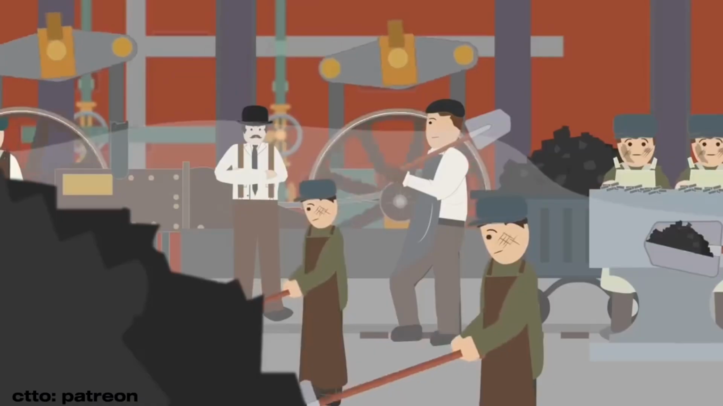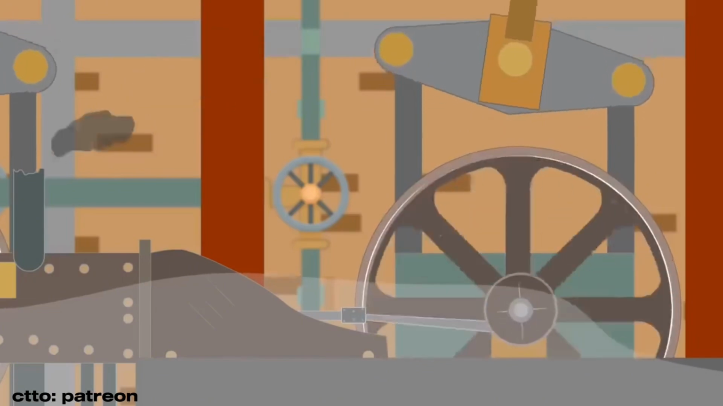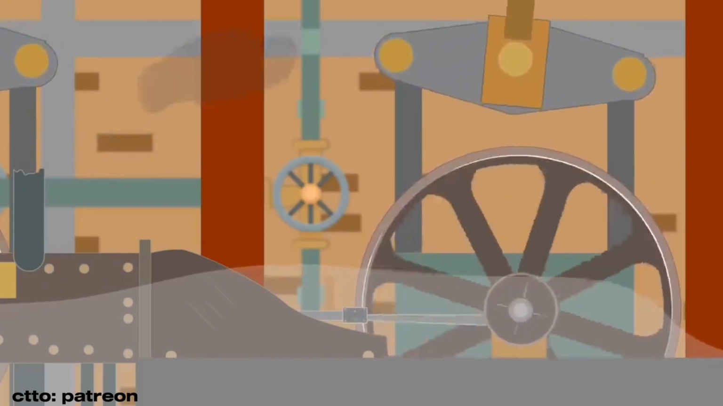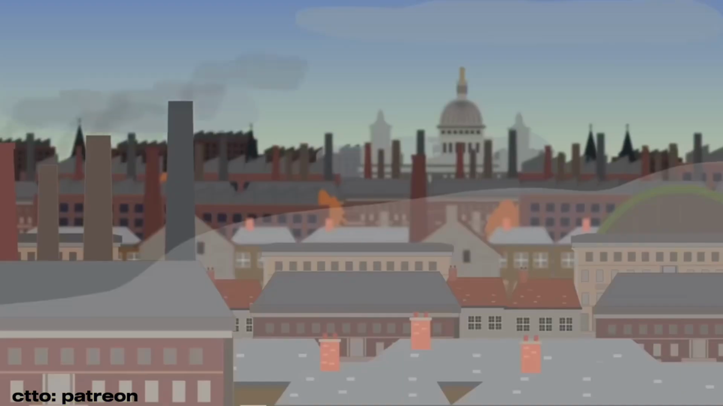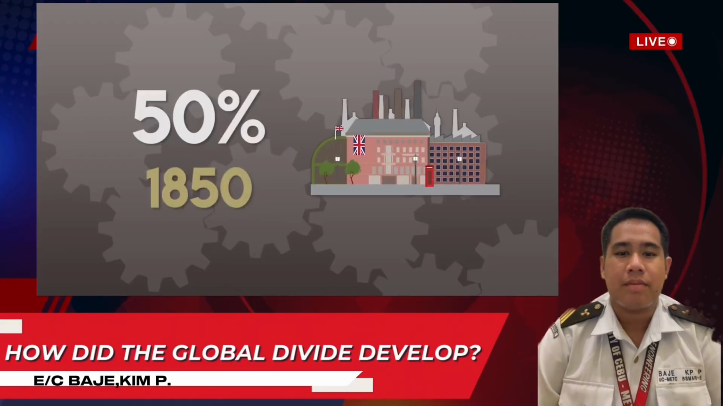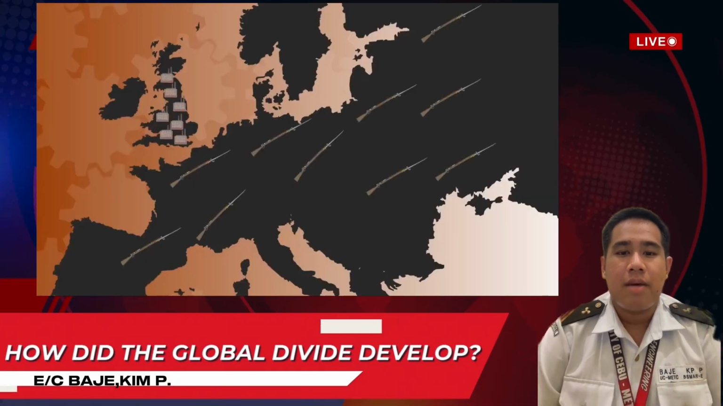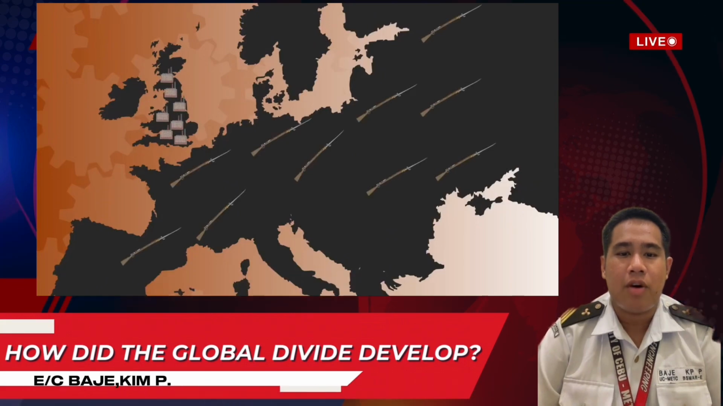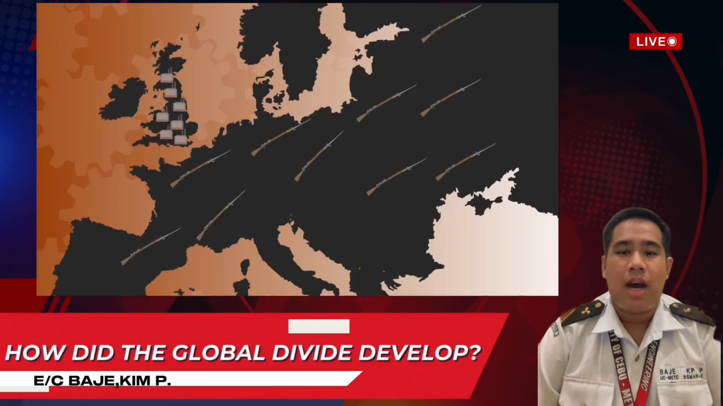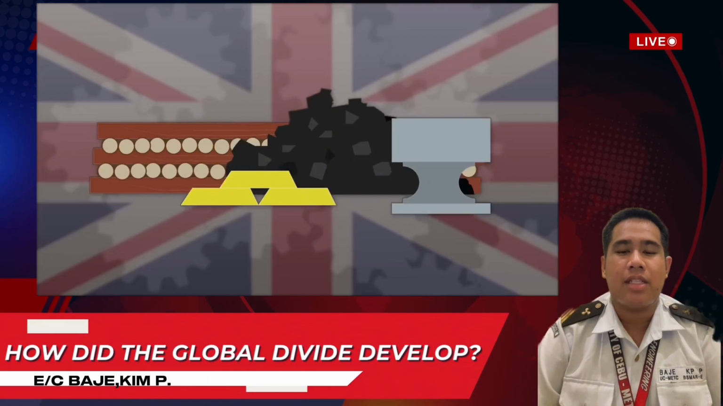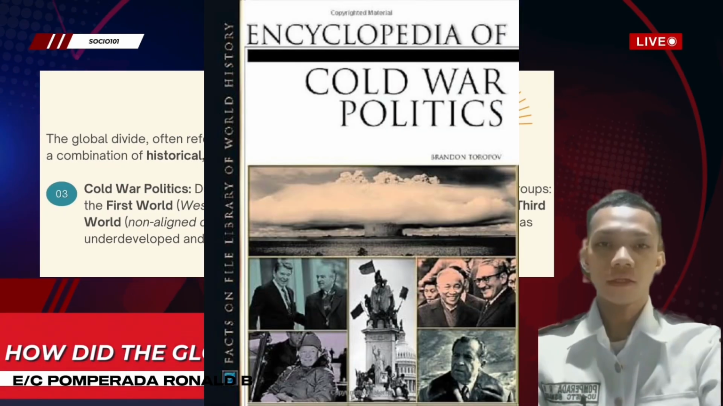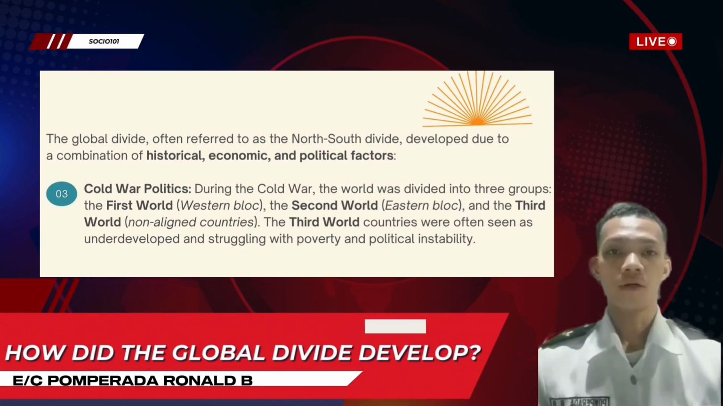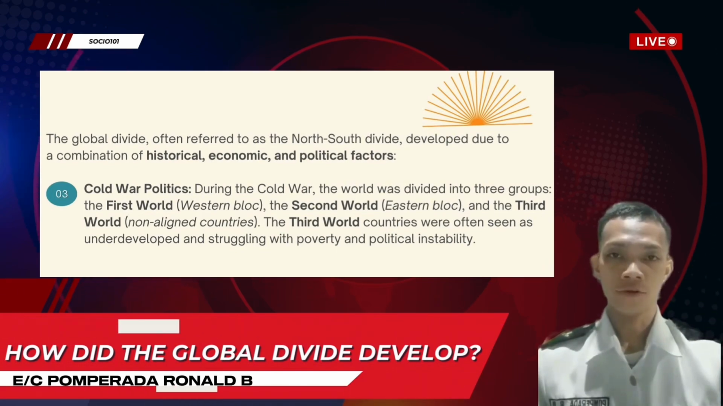Example: the United Kingdom experienced rapid industrialization with the advent of machinery and factories, which increased production and trade. In contrast, many African countries remain focused on subsistence agriculture and face challenges in developing industrial economies. Cold War politics. During the Cold War, the world was divided into three groups.